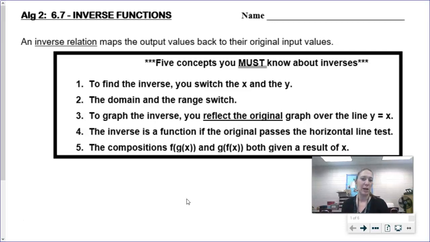So your input becomes your output and vice versa. Because the x and y switch, that means that the domain and range will switch. So if your original function has a certain domain, that becomes the range of the inverse function. This one's a little weird, but we'll show you later.